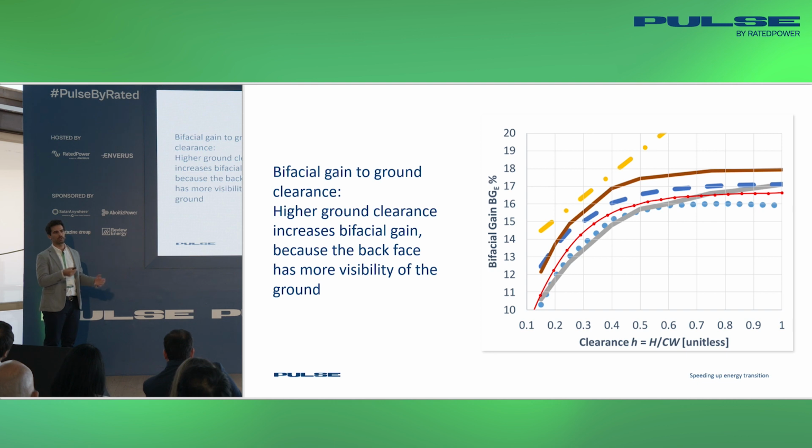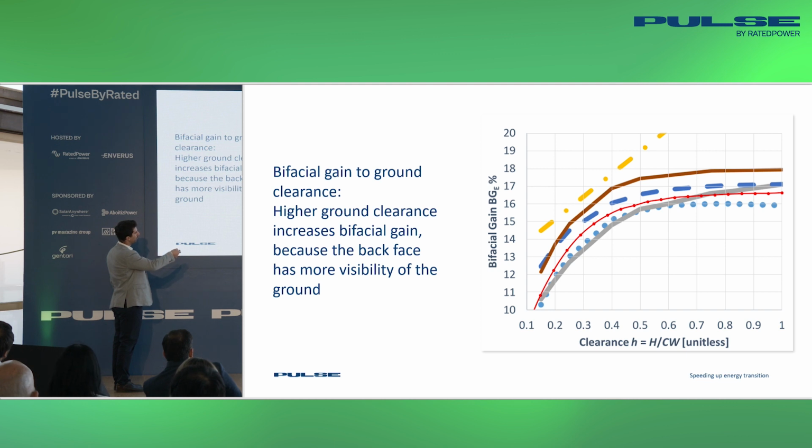Because at the end of the day, if you make the piles longer, it will have an impact. But you can get more production by increasing the height. And as you can see, it's actually significant. Going from 0.2 to 0.3, we get a jump of 2% maybe. So it's a lot. These values of bifacial gain, by the way, are kind of high.